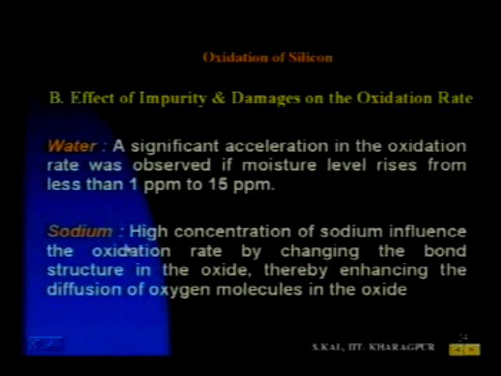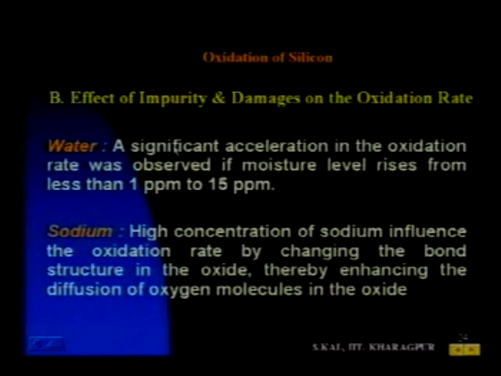Then sodium is another contamination normally available in water, or it comes from the furnace chamber. It has been observed that a high concentration of sodium influences the oxidation rate by changing the bond structure in the oxide, thereby enhancing the diffusion of oxygen molecules in the oxide. These are impurities, undesired impurities.